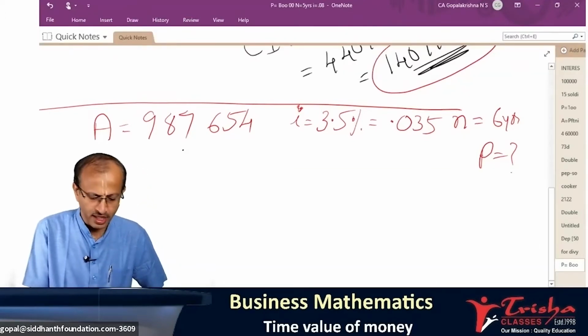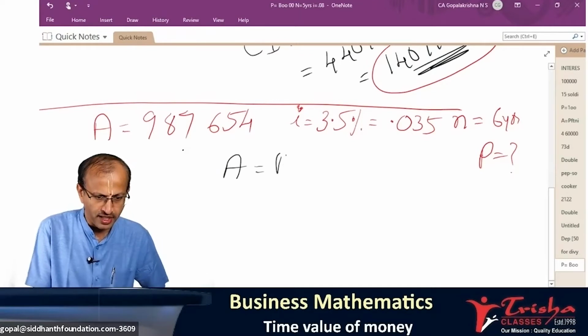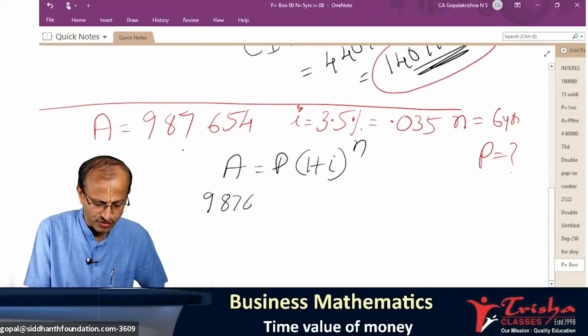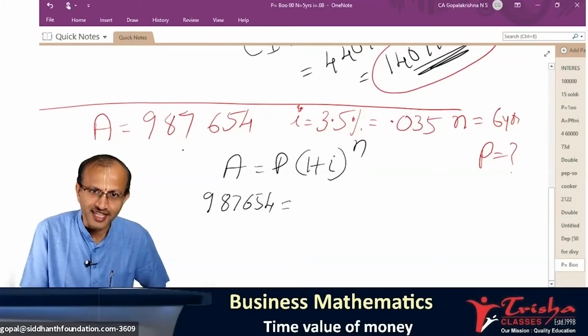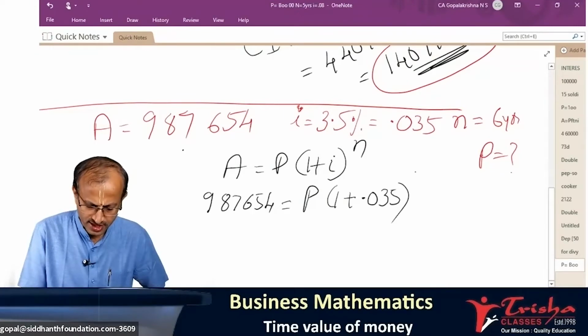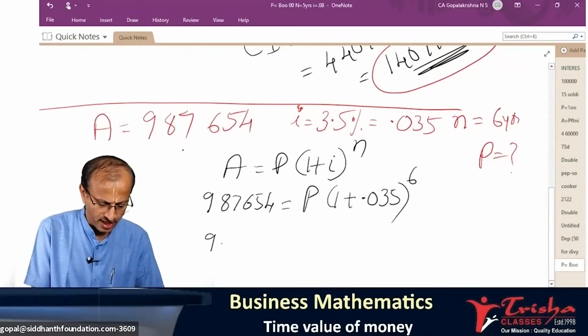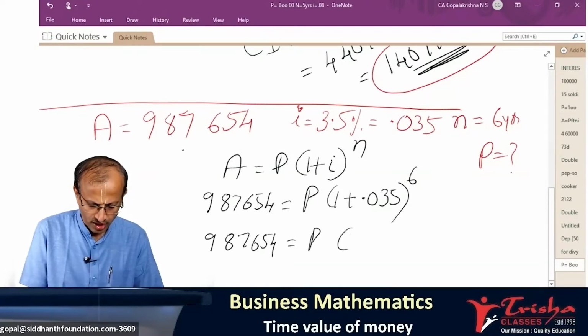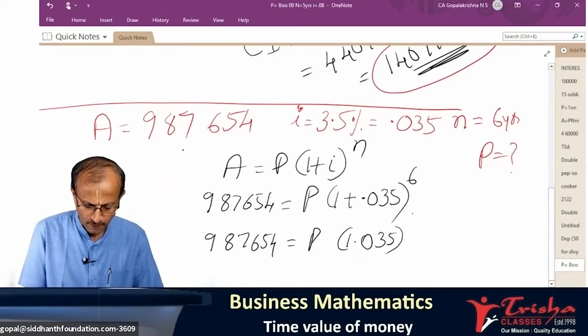Okay. Simple. A is equal to P into 1 plus I to the power N. I know A, which is 9,87,654. Is that correct? P I don't know. I'm just substituting whatever I know. 9,87,654 equals P into 1 plus 0.035 to the power 6. So it's 1.035 to the power 6.